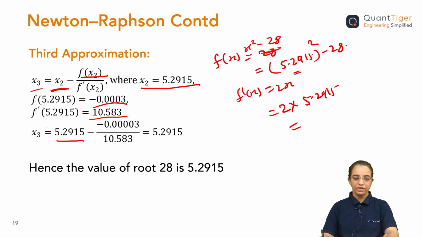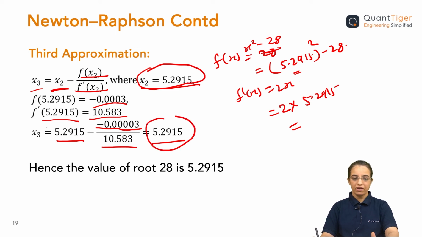Now f of x2 means f of 5.2915, this numerator I have put. f dash of x2, which I have calculated here, f dash of 5.2915, I have kept in the denominator. So that's how we found the value 5.2915. Now if you observe one thing, here the x2 value we got is 5.2915, and here the x3 value we got is 5.2915. It's exactly the same value we are getting.